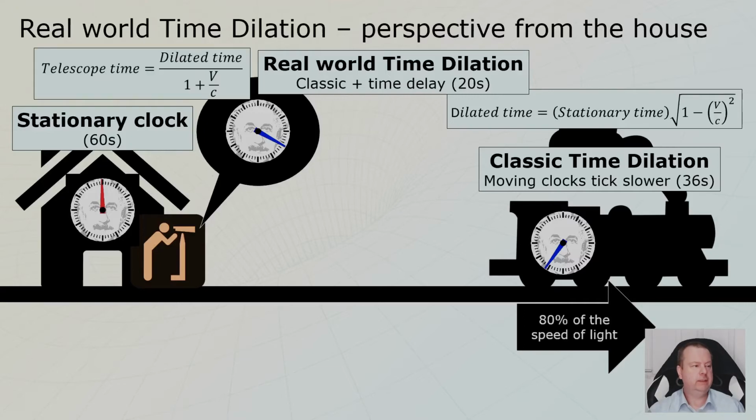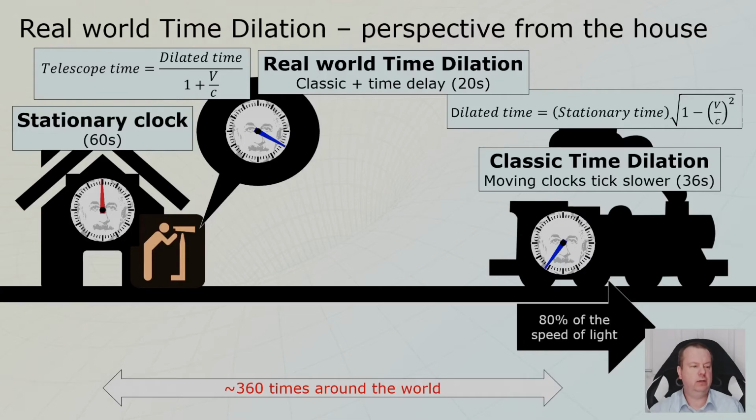So you just can't even believe your eyes. Crazy, right? If you want to calculate what the number of seconds is in the telescope, you will have to divide the 36 seconds in the train over 1 plus V over C. So in this case, 1 plus 0.8 or 1.8. And 36 divided by 1.8 is 20. So this is what you will see on the clock. Let's do it for the other observer.